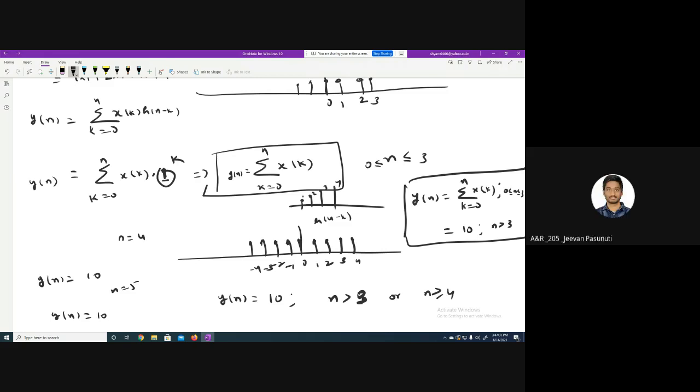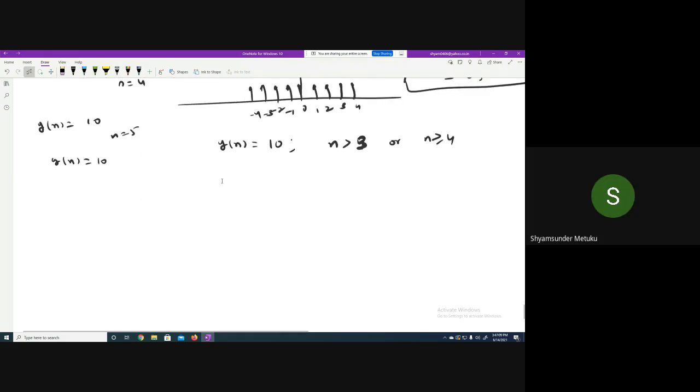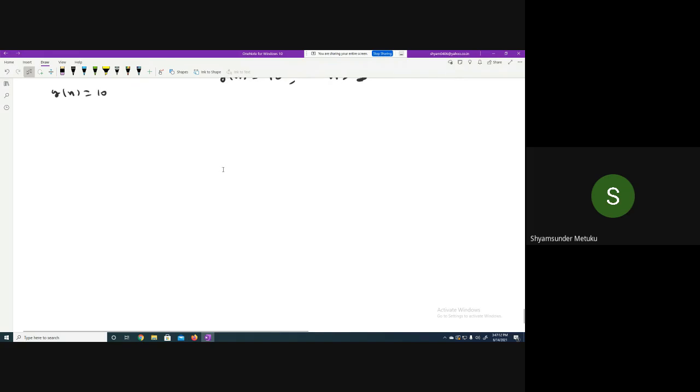Okay. So try to do at least 2 or 3 more examples related to this. Now the last case I am trying to explain. Case 3.